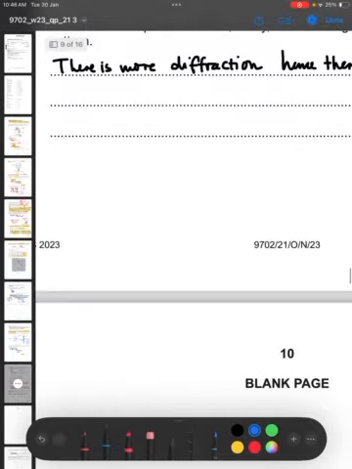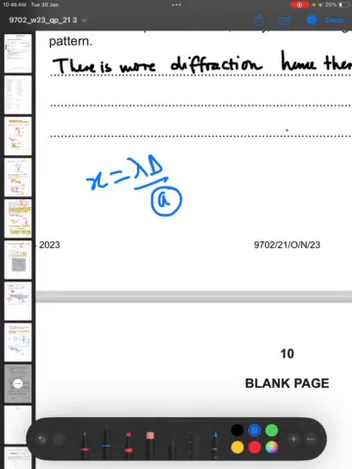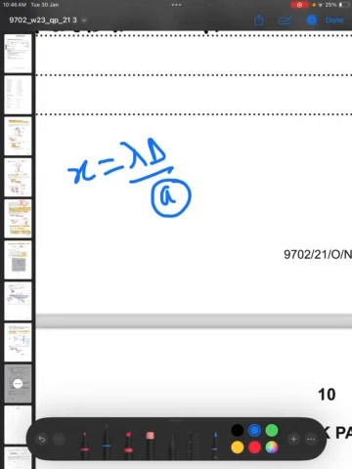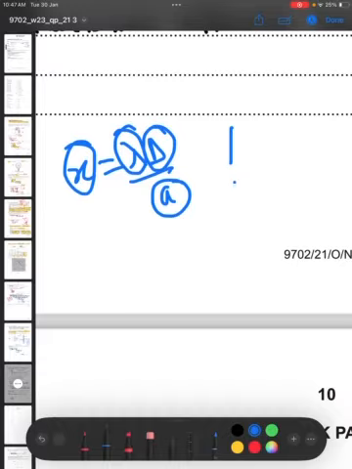So we are still using the same wave, just to prove the point. X is lambda D over a, remember. If a is unchanged, because there is no change in the slit separation, then a is unchanged. We still have the same distance D between the screen and the slits. Lambda is unchanged. We are still using the same wave. Then fringe separation will also be unchanged.